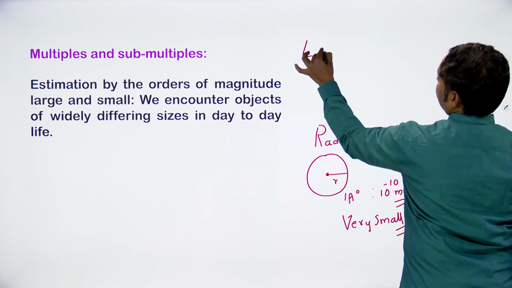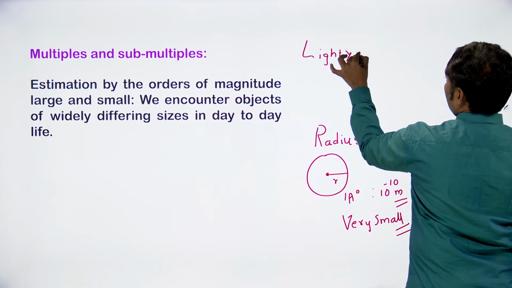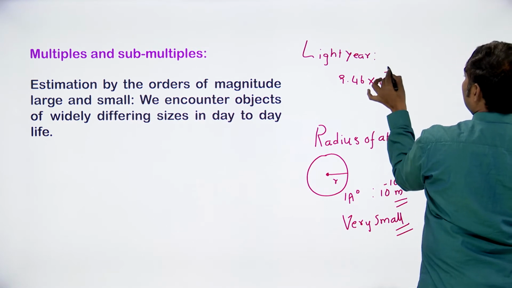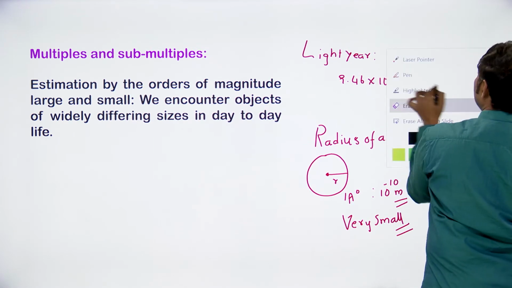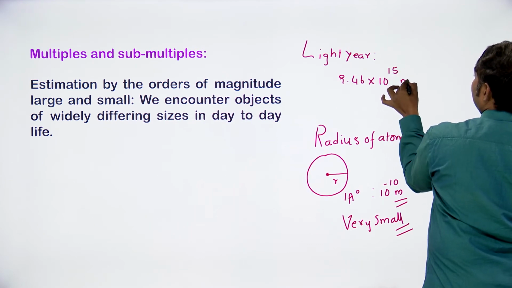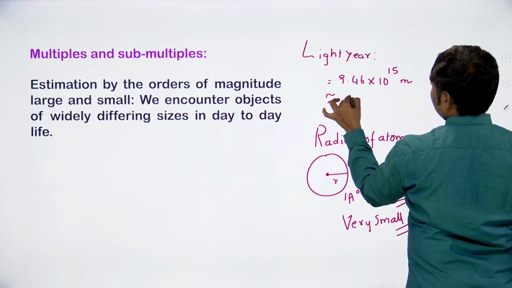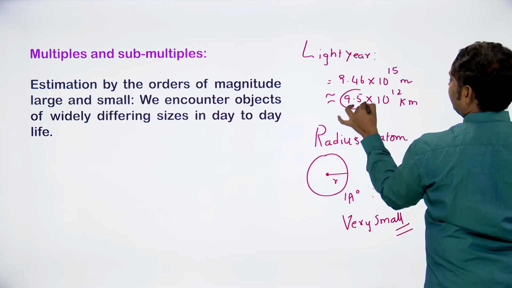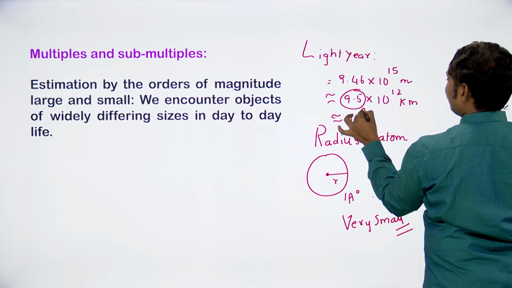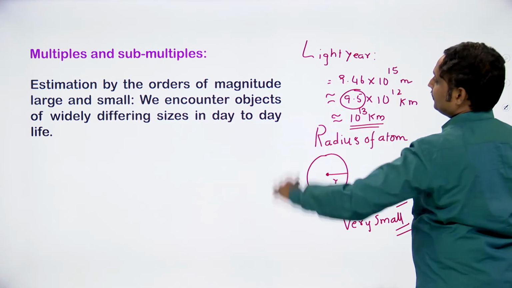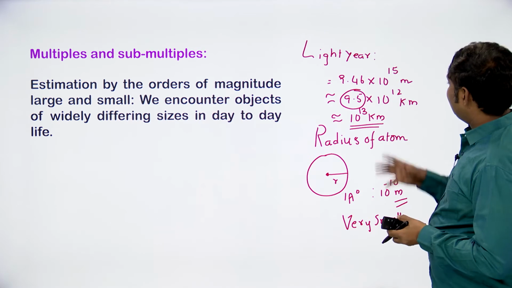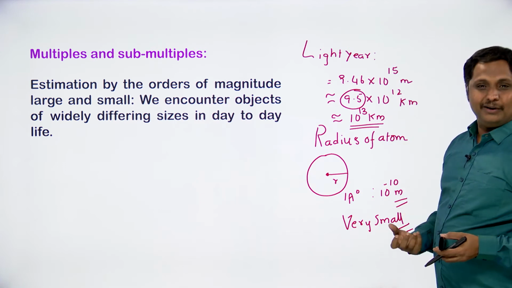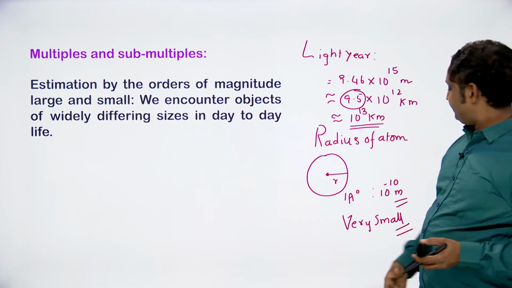You have to take that light year, which is 9.46 into 10 to the power of 15 meter, approximately 9.5 into 10 to the power of 12 kilometer. We can estimate this as approximately equal to 10 to the power of 13 kilometer. So, in the process of measurement, we would like to express that value in multiples and submultiples. We would like to go for this one, right.